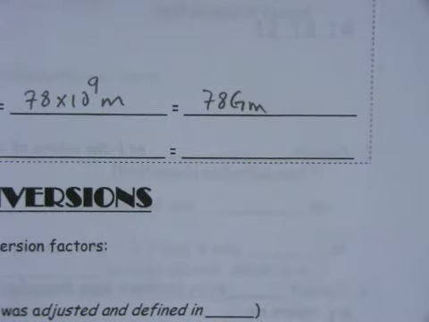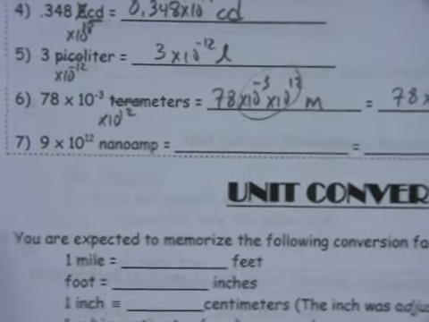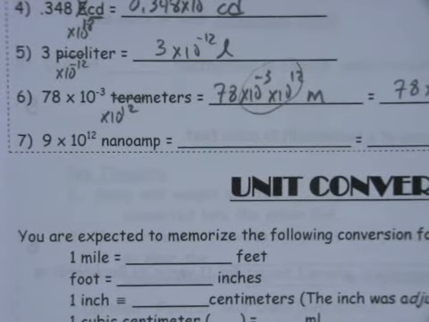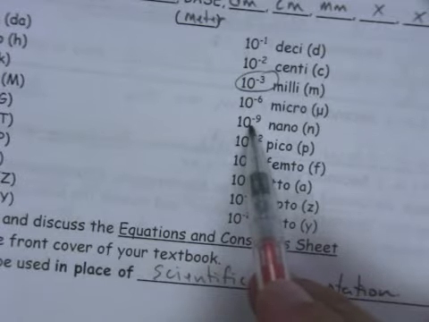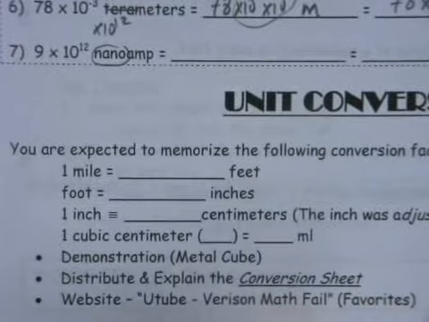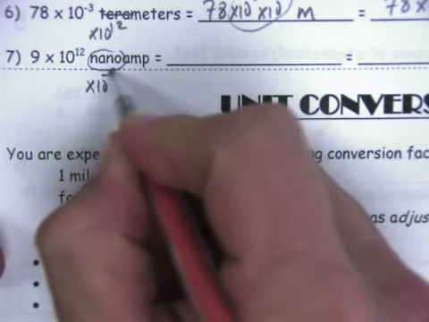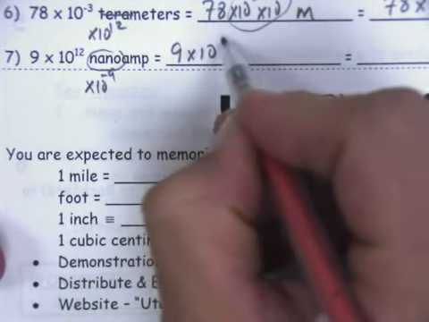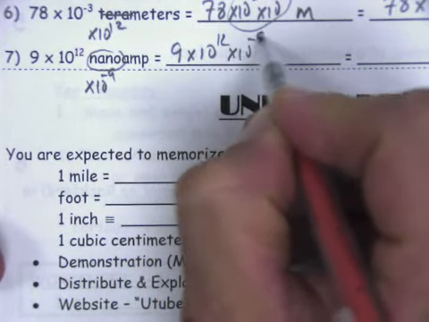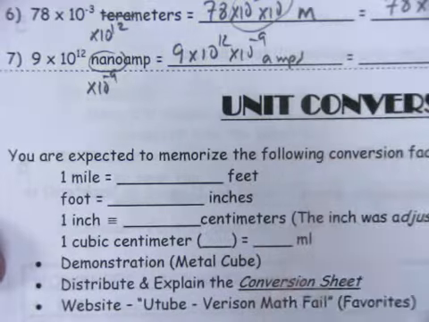So I want you to take a moment, stop the video, and try number 7 on your own. Then I'll do it with you in just a moment. All right, we're back. We're going to run through this one. We're looking for nano. So if I flip it over, nano sits right over here, times 10 to the minus 9th. And so I'll go ahead and substitute that, minus 9. So it's 9 times 10 to the 12th times 10 to the minus 9th, and then amps.